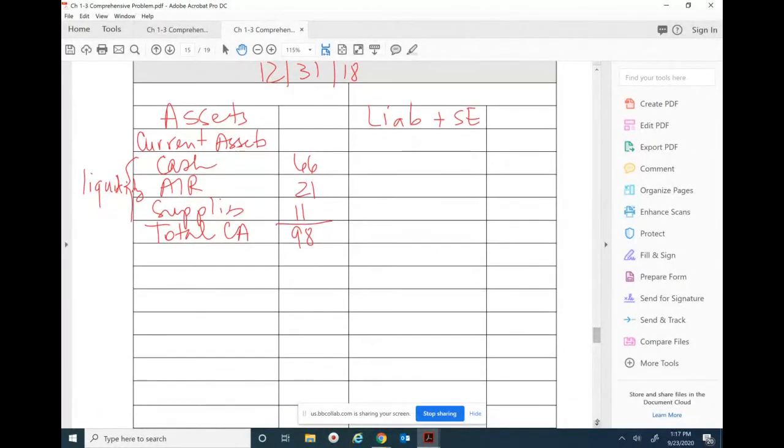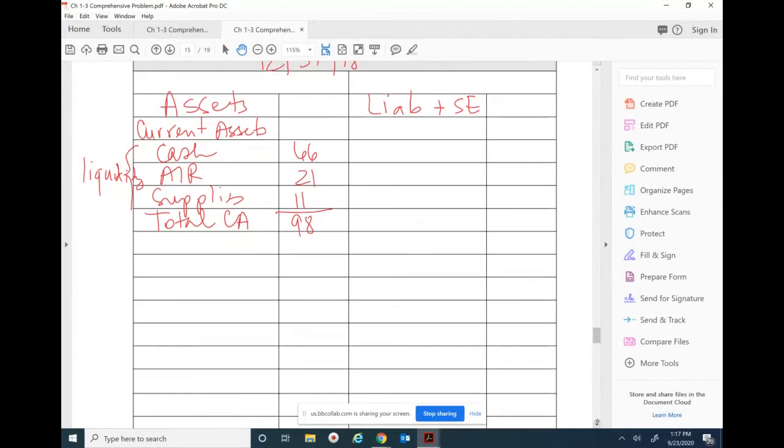Once I'm done with the current assets, I'll be listing long-term assets starting with land. In this case, the company has land of 7, equipment of 60, less accumulated depreciation of 13, software of 27, less accumulated amortization of 9.